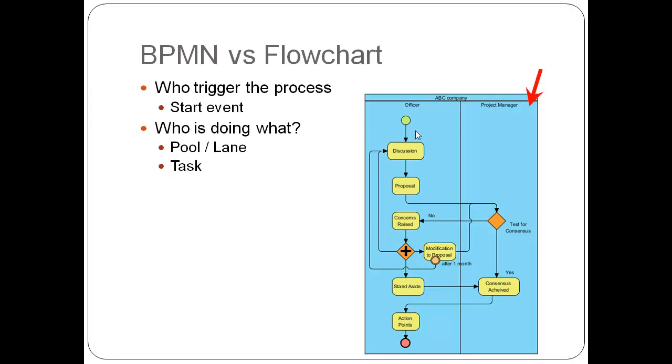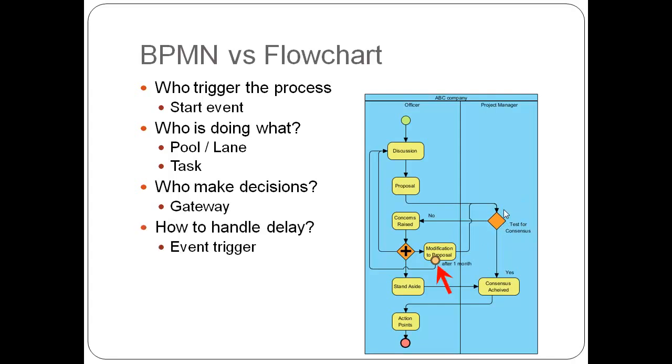And who is doing what? We have the pool and lanes. For example, the decision and proposal are all done by the officer. And the project manager is used just for the consent, archive and making the decisions. And who makes the decisions is very clear. The project manager makes the decisions.